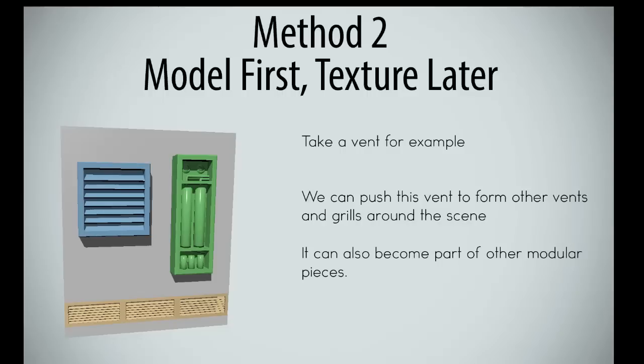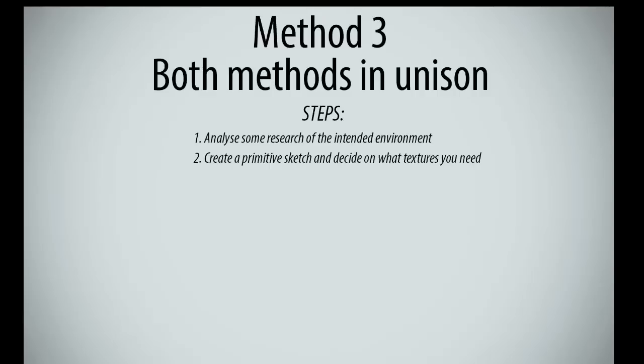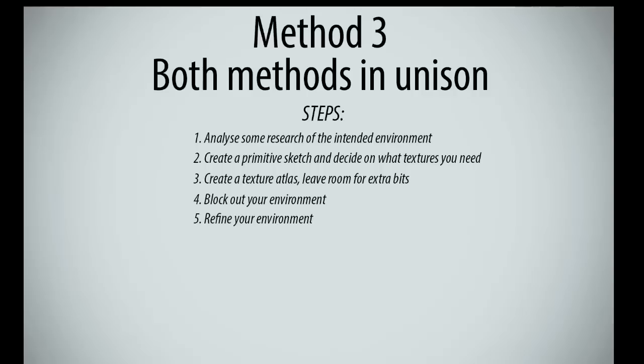So let's move on to a third process. This one here is called both methods in unison. Now this one here is the same sort of steps. We first analyze the research, we create a primitive sketch and decide on what textures we need. We create a texture atlas, we leave a little bit of room for some extra bits, because we might want to put in some extra bits into it a little later. We then go through and block out our environment, refine our environment, and adjust any textures or models to see what works best, sort of like previsiting the textures.